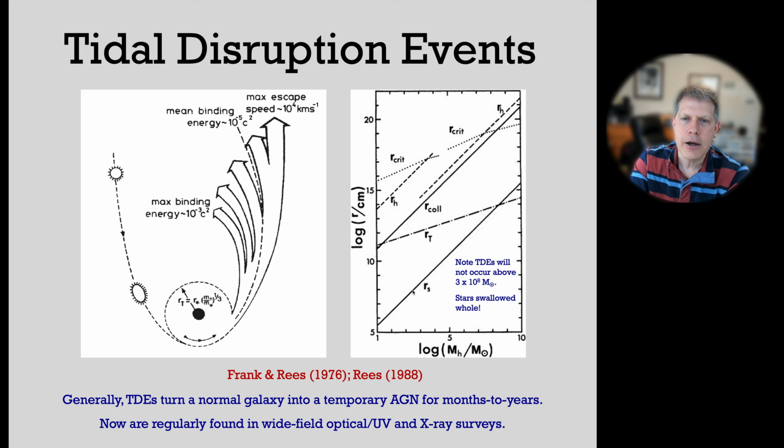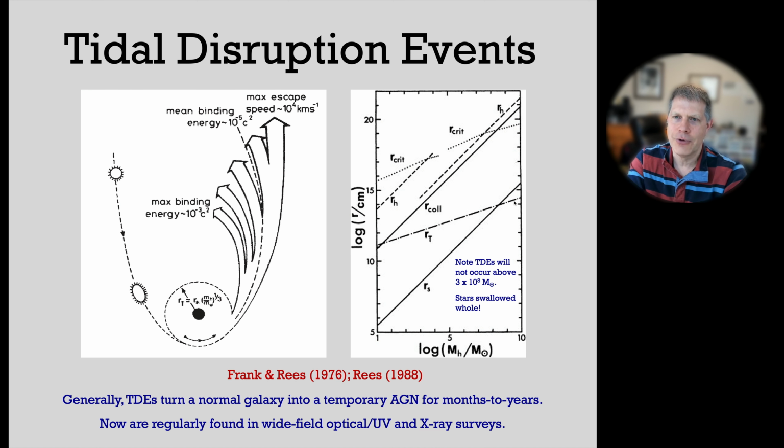This is a useful diagram here that shows the Schwarzschild radius compared to the tidal disruption radius, which scales like this. And note one interesting point is that above sufficiently high masses, about 3 × 10⁸ solar masses for the supermassive black hole, the tidal disruption radius is smaller than the Schwarzschild radius. So at that point, tidal disruptions will not occur, and in fact, stars will be swallowed whole by the supermassive black hole up there.